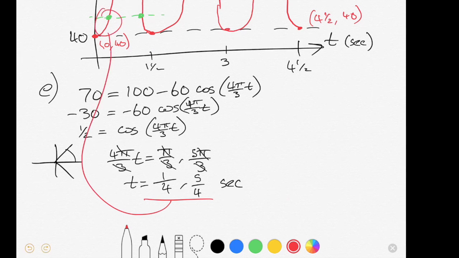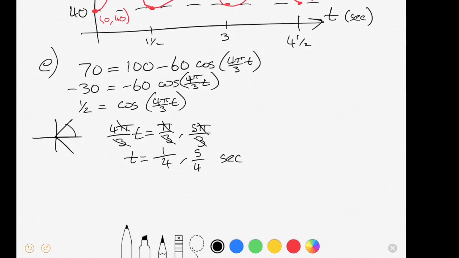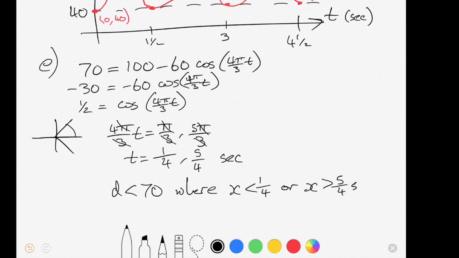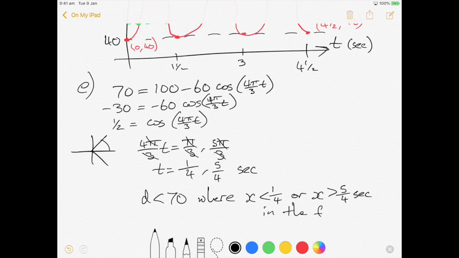Now the question actually asked us where it is less than those values. So in the first revolution, I could say that we get solutions where d is less than 70 where t is less than 1 on 4 seconds, or t is greater than 5 on 4 seconds in the first revolution. And that's answered that question.